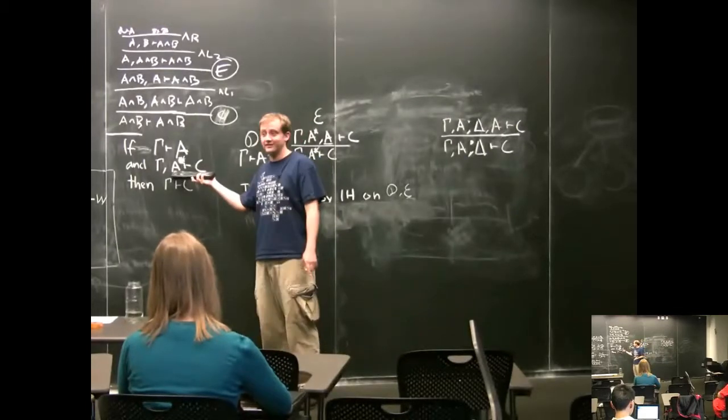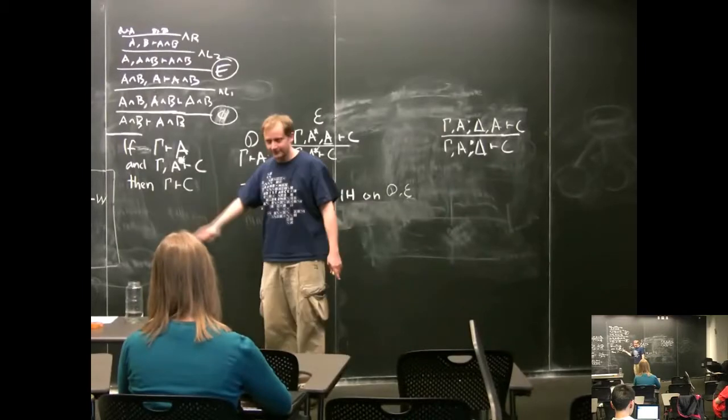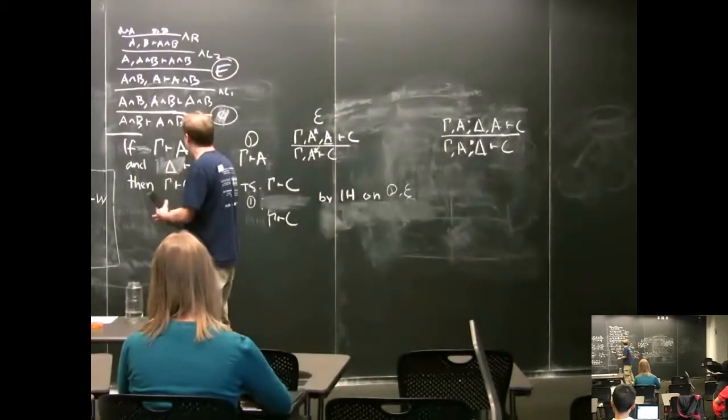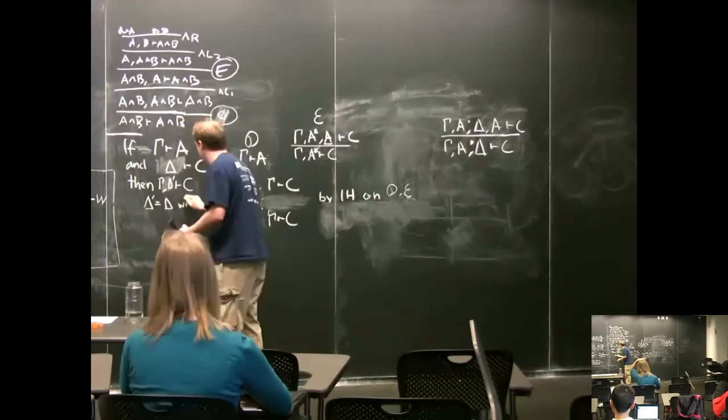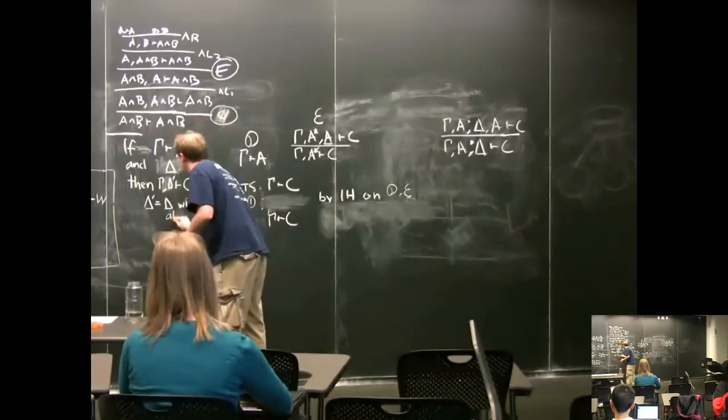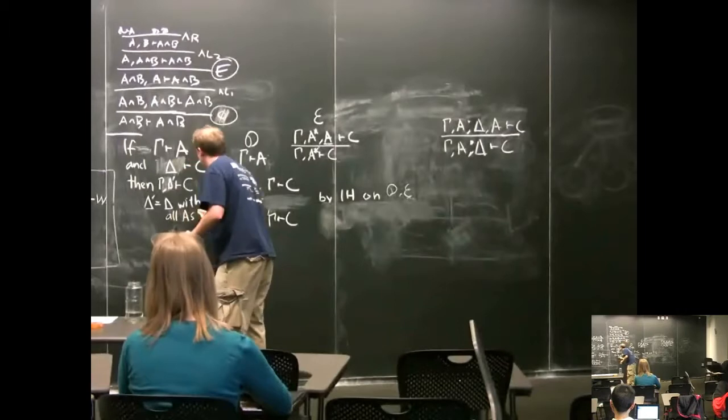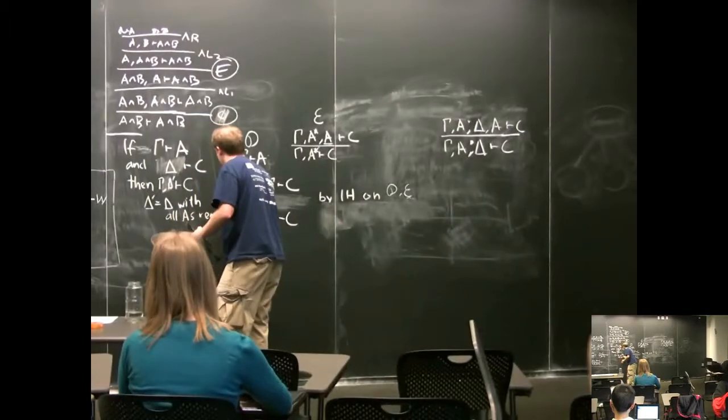What Gentzen does is actually say you have to cut against all of the A's in the context. They're all gone. And so the way that he writes this is, well, he writes this as a different context. And then he has a notation for saying delta prime, where delta prime equals delta with all A's removed.